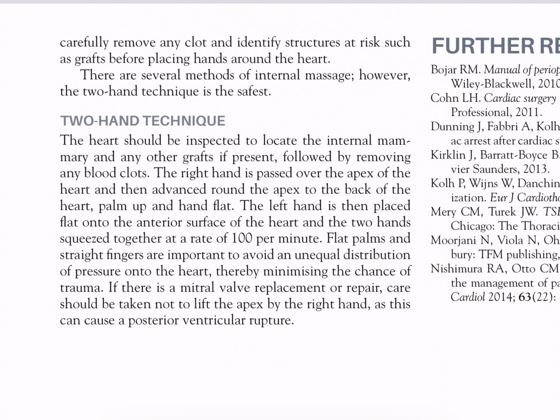The two-hand technique: the heart should be inspected to locate the internal mammary and any other grafts if present, followed by removing any blood clots. The right hand is passed over the apex of the heart and then advanced around the apex to the back of the heart, palm up and hand flat. The left hand is then placed flat onto the anterior surface of the heart and the two hands squeezed together at the rate of 100 per minute.